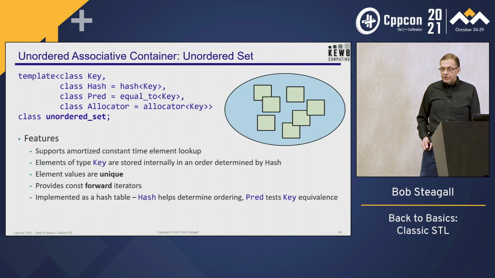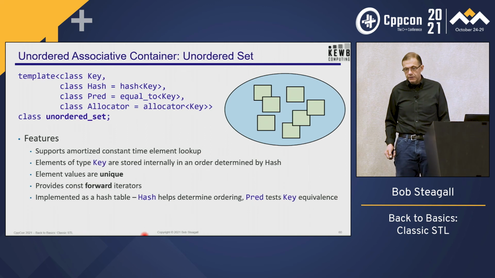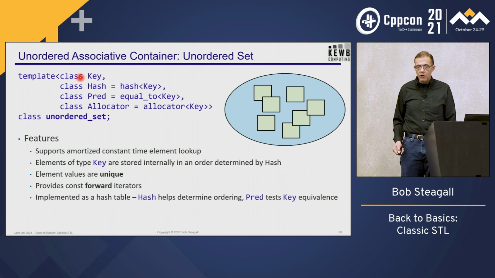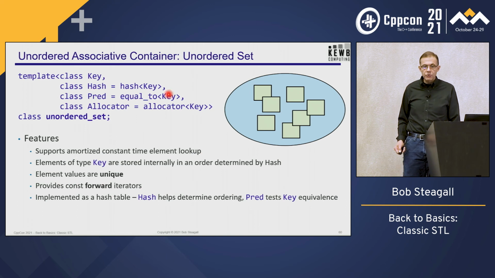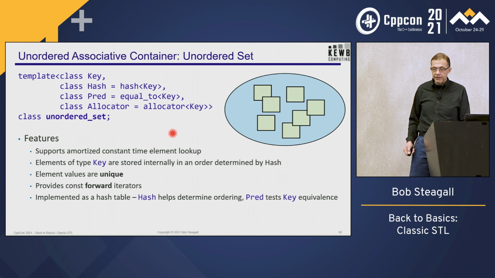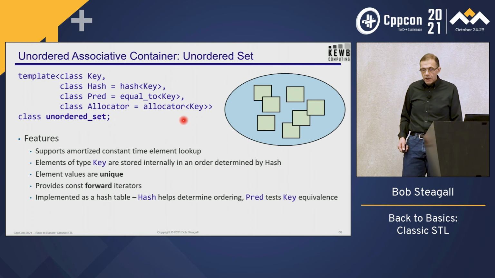We have unordered set, and here the class interface is even more complex. You're storing a key, you have some hash function, you have another function that tells you when two keys are equal, and because it's a dynamic data structure, there's an allocator associated with it.